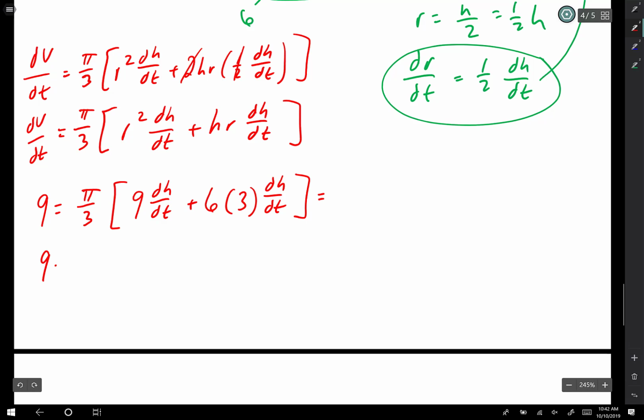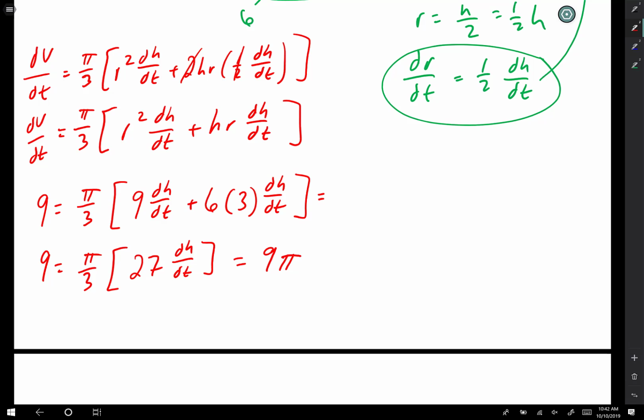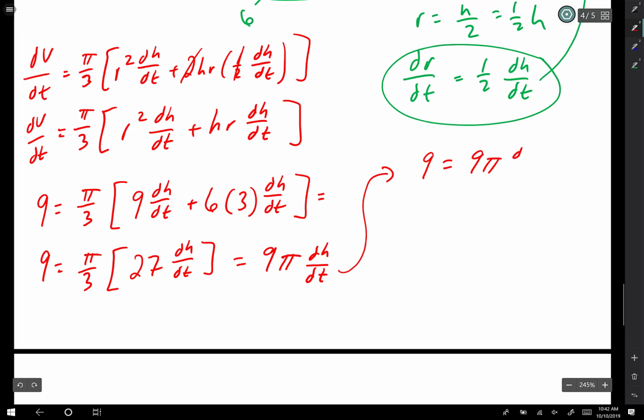I'm going to write 9 equals pi over 3 bracket 6 times 3, 6, 12, 18. 18 plus 9 is 27. So I'm going to write as 27 dH dt. And then 3 goes into 27 9 times. So can I say 9 pi dH dt? And then finally, 9 equals 9 pi dH dt.